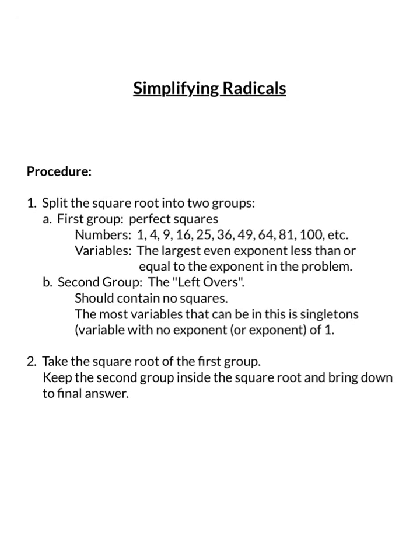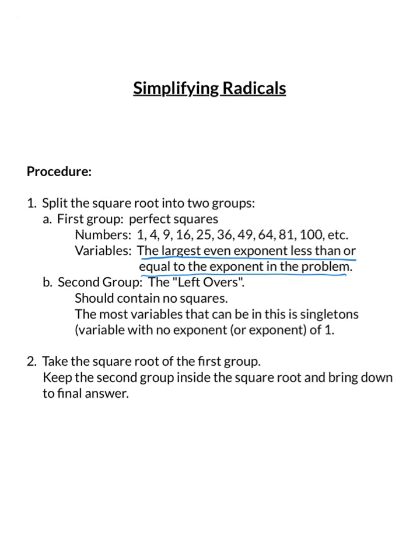For our variables, we want to select the largest even exponent less than or equal to the exponent in the problem. Recall that if it is an even exponent, it is a perfect square. Our second group is going to be our leftovers. And one thing to note is that it should contain no squares. The most variables that can be in the singletons group is variables with no exponents or an exponent of 1.